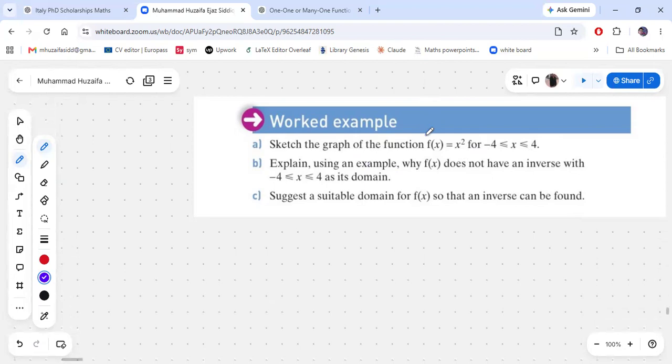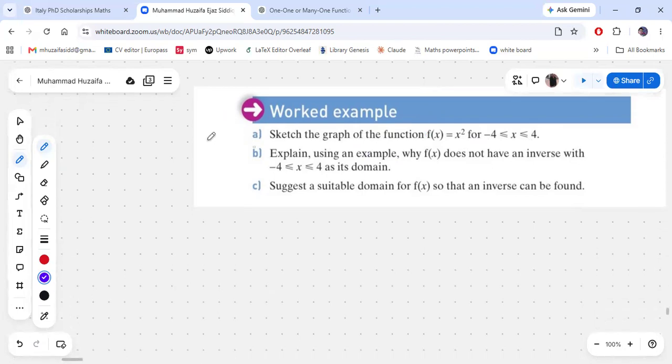This is a quadratic function, keep that in mind. The graphical representation of a quadratic function is always U-shaped, like this. Yes, a parabola, that's a very nice point. So our function f of x is equal to x squared, and its domain is restricted to minus 4 is less than x and x is less than 4.